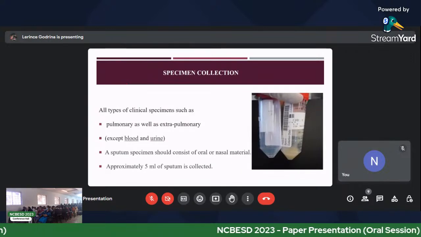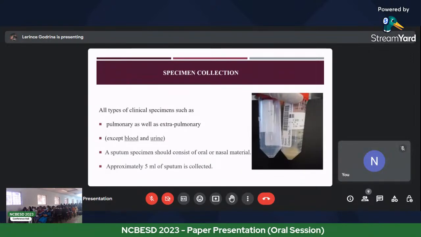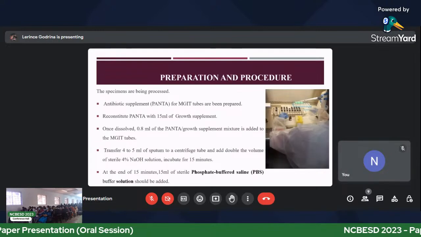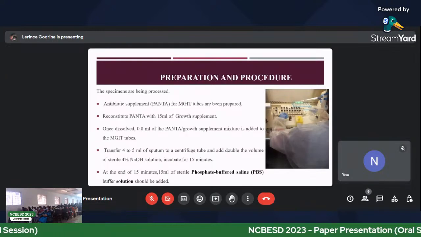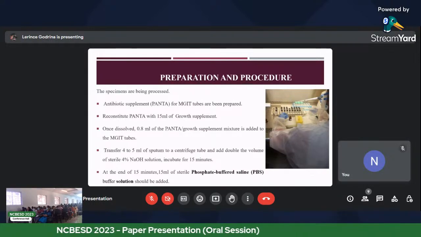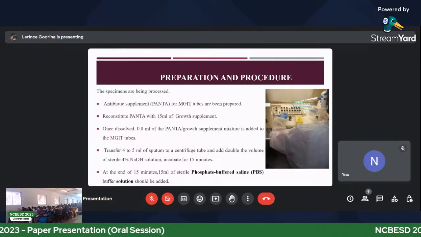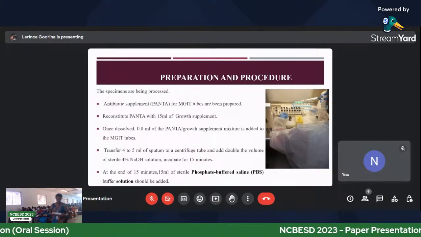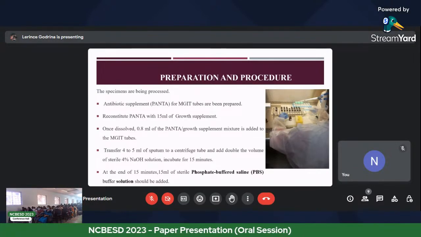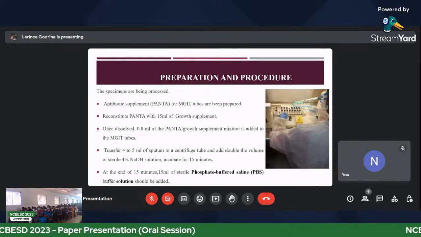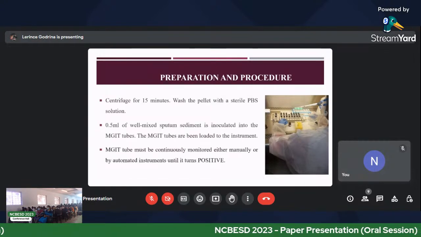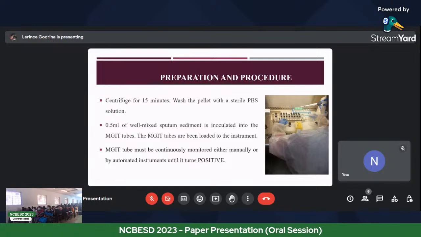These are the samples which have been collected for my project. The same sputum sample, approximately 5 ml of sputum, is collected. The specimen is processed by adding the antibiotic supplement PANTA. After dissolving the PANTA, the mix is added to the MGIT tubes, and 4 to 5 ml of sputum is centrifuged, and the pellet is mixed with sterile PBS and added to the MGIT tubes. These tubes are scanned and loaded into the instrument until they turn positive after 7 to 8 days.